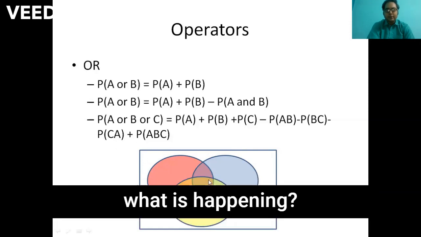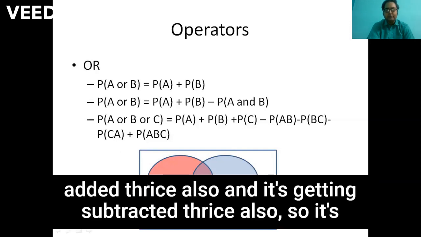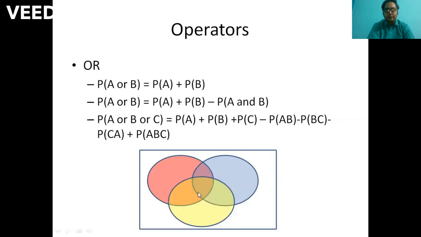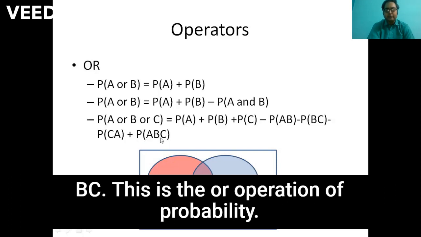But in the process, what is happening is that this middle portion is getting added thrice, and it's getting subtracted thrice also. So it's causing a vacuum here. To replace that vacuum, we add this area once more: probability of A, B, C. This is the OR operation of probability.